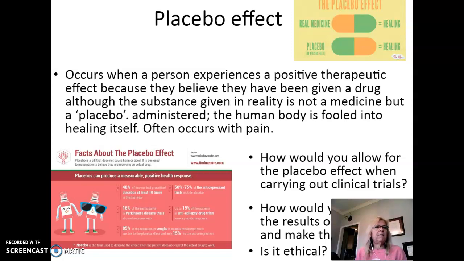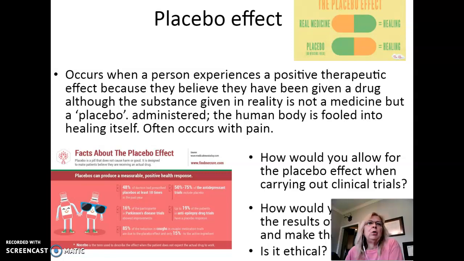So you'll see some of the percentages: 48% of doctors prescribe placebos at least 10 times. 16% of the participants in a Parkinson's disease trial showed improvement. 85% of the reduction in cough medication trials is due to the placebo effect. Wow, that's amazing, with 15% due to the active ingredient. In other words, if we just take some cough medicine that we think is going to help us, 85% of the time we are going to experience results, and that cough medicine might actually not have any medication in it whatsoever. So, interesting to know.